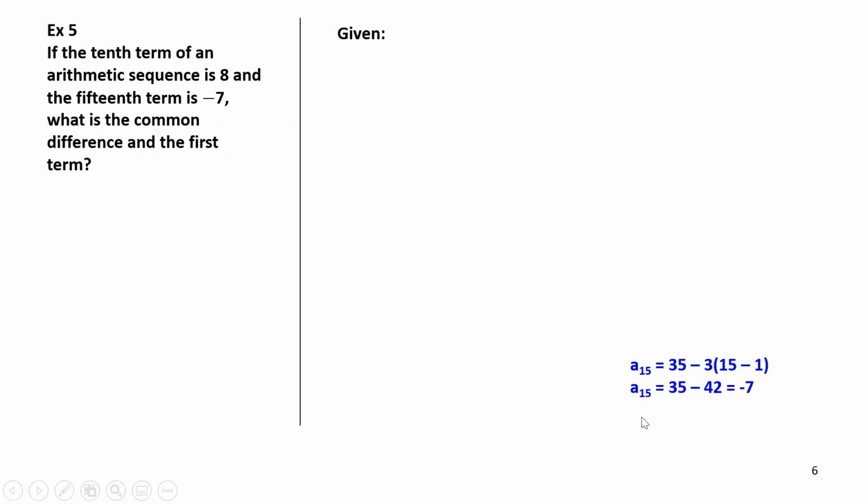Looks like I got some extra information down here. I'm not going to worry about that. Let's see what we got. If the 10th term of an arithmetic sequence is 8, and the 15th term is negative 7, what is the common difference and the first term? Now again, I don't care how you do it, but I would try and turn off the video, give it a look.